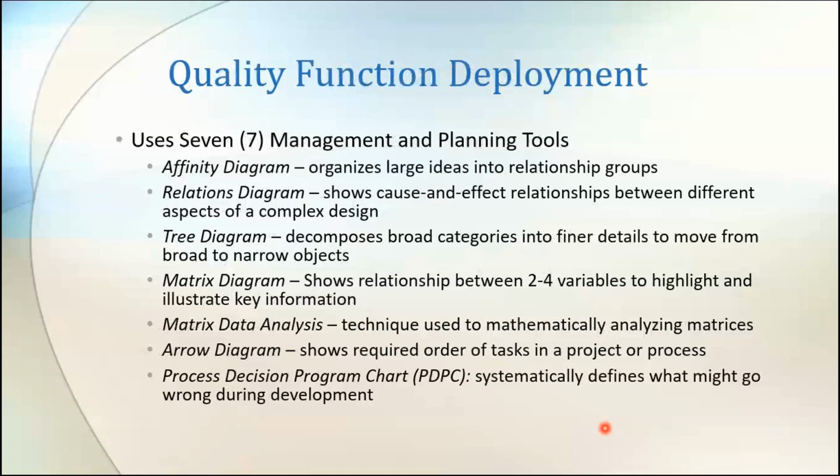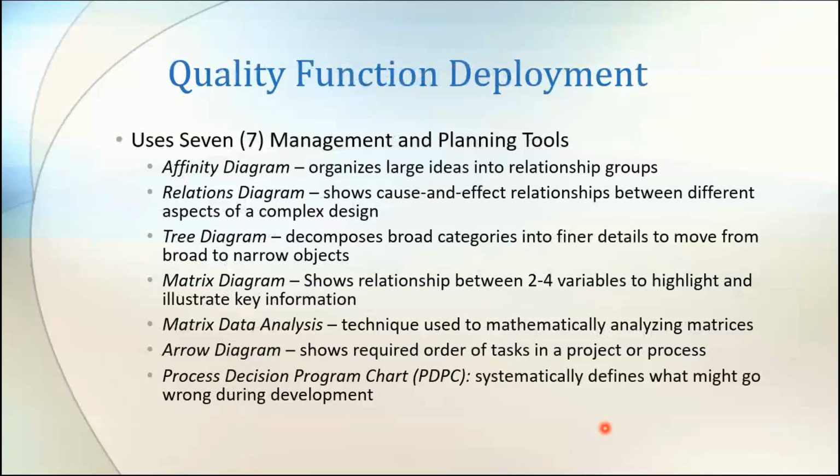That's when you start doing modeling. That's when I usually like to use software for those kinds of things. But a general matrix diagram is basic, shows relationships between 2 to 4 variables. Very simple. Matrix data analysis is something that's used to mathematically analyze all the data in a matrix to find mathematical relationships between the variables. Simple enough. An arrow diagram is something that you've probably seen.